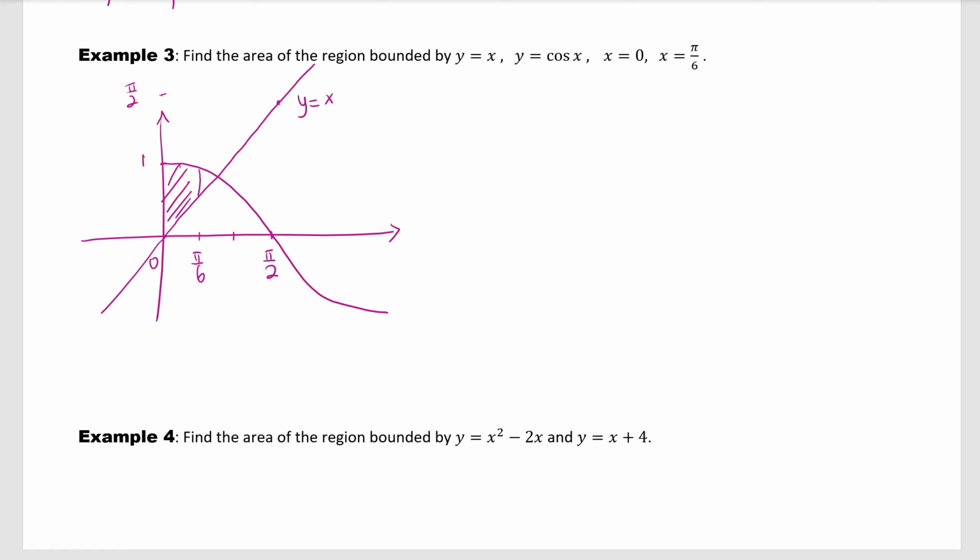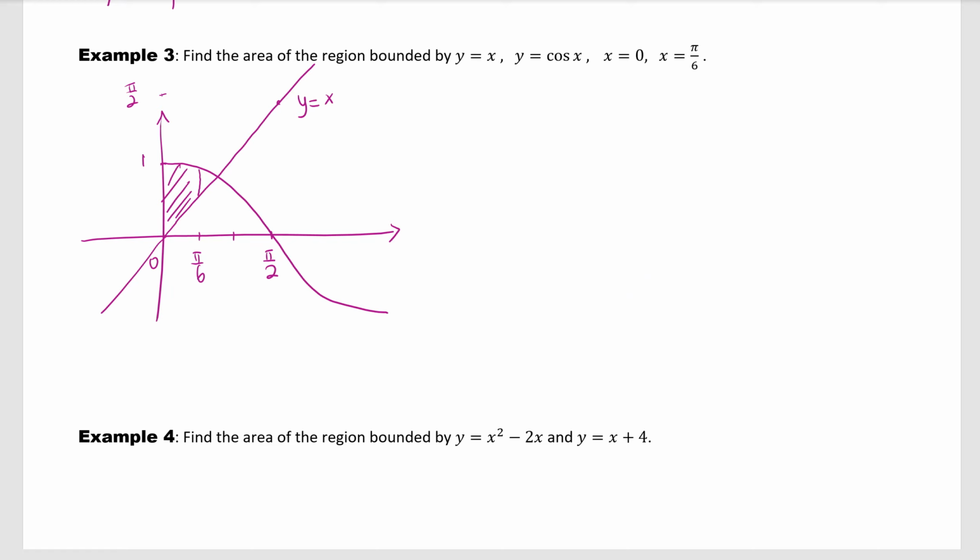Sometimes I recommend you to draw the picture big enough. Sometimes I see students draw this, and it is so tiny that the student cannot really see whether the bound is bigger or smaller. So it's better to draw a bigger picture, then you can see the graph more clearly.